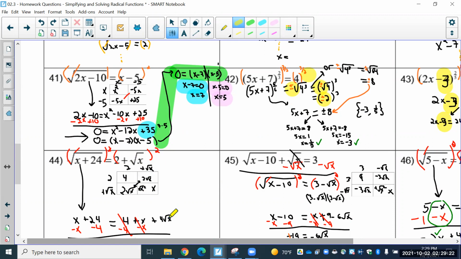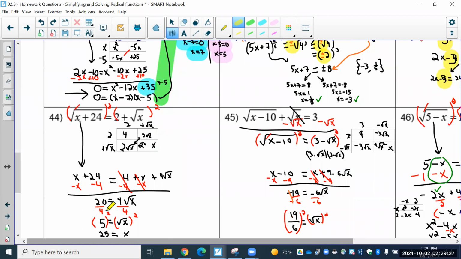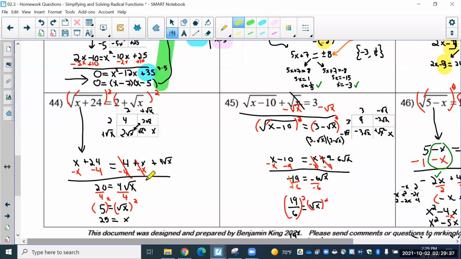So once you try to get rid of the radical, if you don't get rid of it, get rid of everything that's not a radical, and then square it again. So I subtracted the 4, I subtracted the x. That gave me the x's canceled, and I got 20. I divided by 4, and then if I square again, I get 25 as the answer. So you basically have to square it twice.